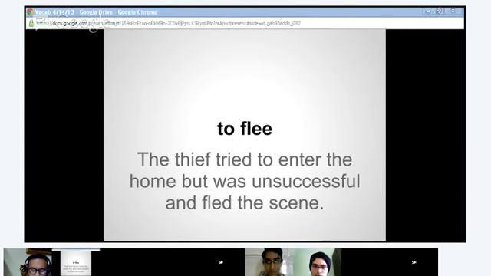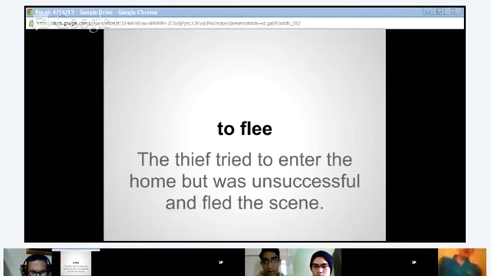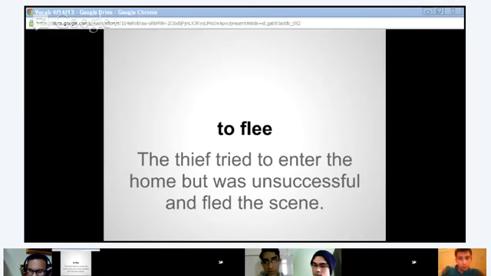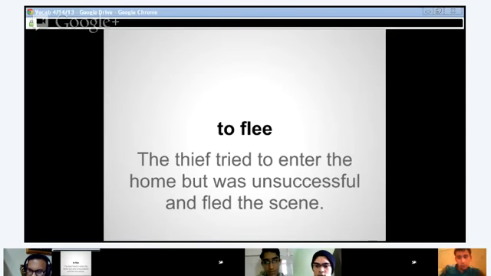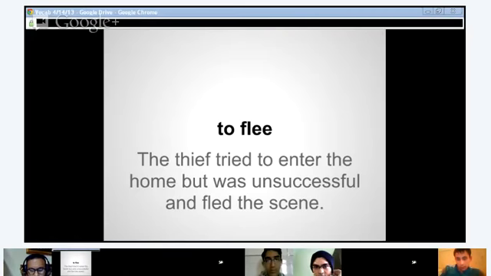Any questions about this one, to flee? What's the scene? We can also say to leave. Right, you could say to leave. The scene is, if there was a crime, the scene is the area where it took place. Okay. So the scene of the crime is the area where the crime took place.